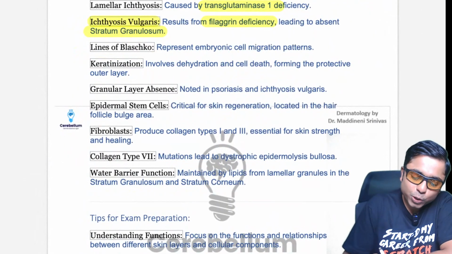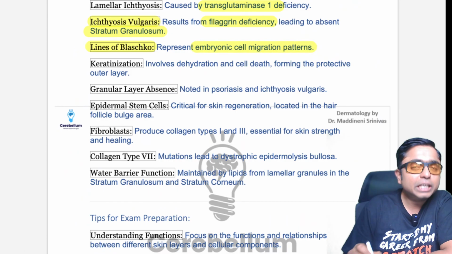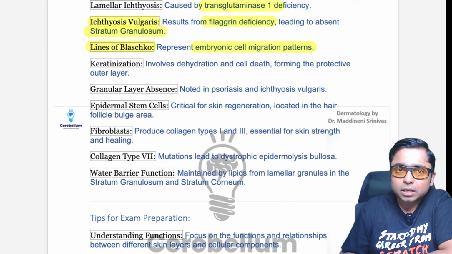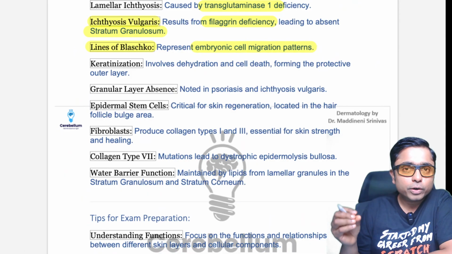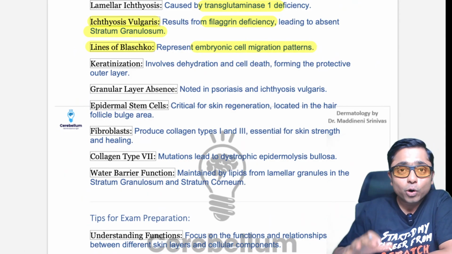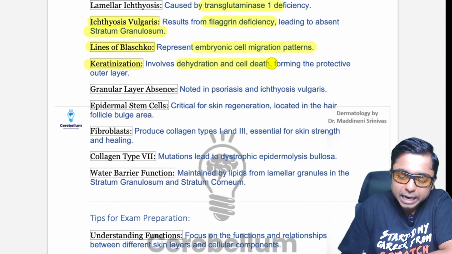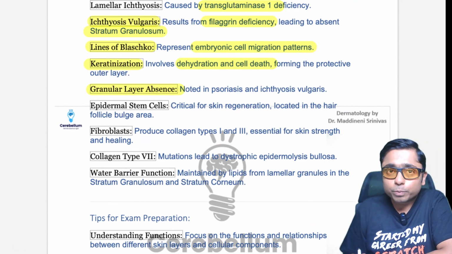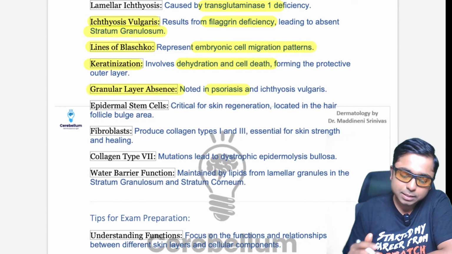And Blaschko's lines, if you remember, represent the embryonic cell migration patterns, and these are not going to correspond to any nerves, any blood vessels or any lymphatics. The important disease in which lines of Blaschko have the skin lesions is incontinentia pigmenti. Keratinization involves dehydration and cell death. The granular layer is going to be absent in, like we have already seen, ichthyosis vulgaris and also in psoriasis patients.